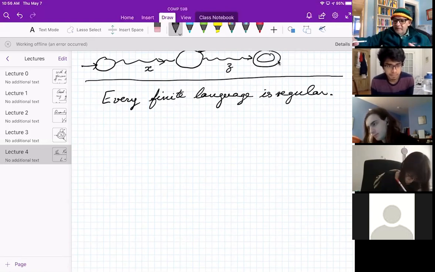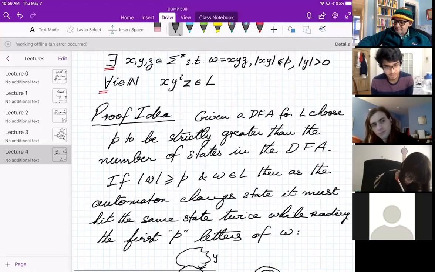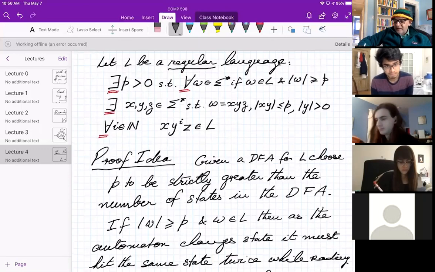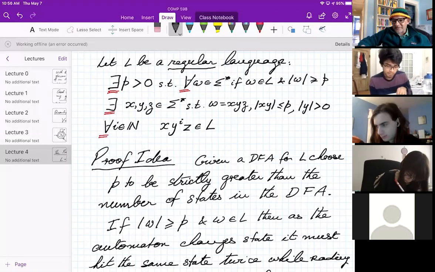Well, if it's finite, how the hell can I pump it? Well, the point is, in that case, the P that you choose is bigger than the length of the longest string in the language. And now you see this universal quantifier. For every W of length greater than or equal to P, well, there aren't any such strings. So it's vacuously true, everything you say thereafter. It still satisfies the pumping lemma. It's just that there are no strings of length greater than P. But of course, if your language is indeed infinite, there's going to be no longest string, and you will find pumpable strings.